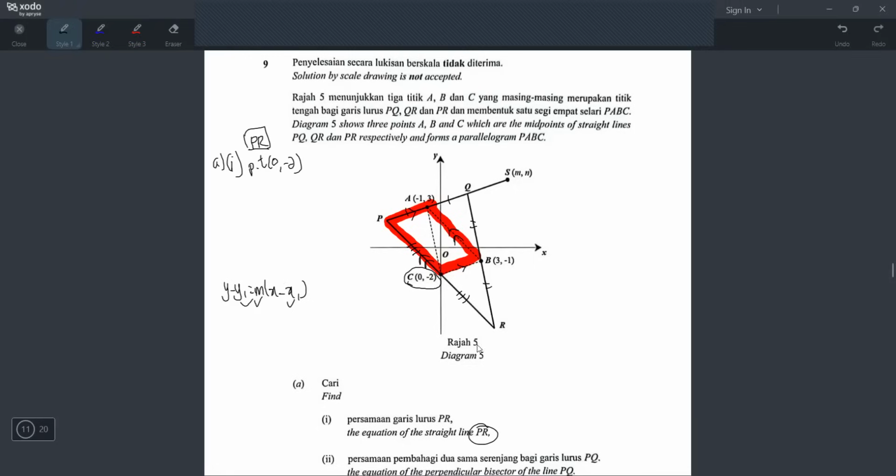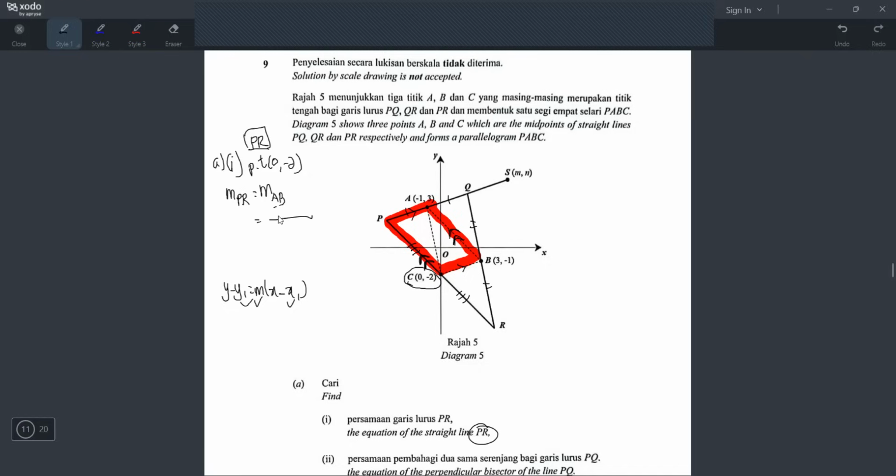And in order to find gradient, you need 2 coordinates. Is there any 2 coordinates that I can use here? No, I only have 1 coordinate. So how? Okay, don't forget this symbol. What does this symbol mean? Parallel. Parallel means they have the same gradient. So even though I cannot find the gradient of PR, I can find the gradient of AB, and they have the same gradient. They are both parallel. So how to find the gradient of AB?